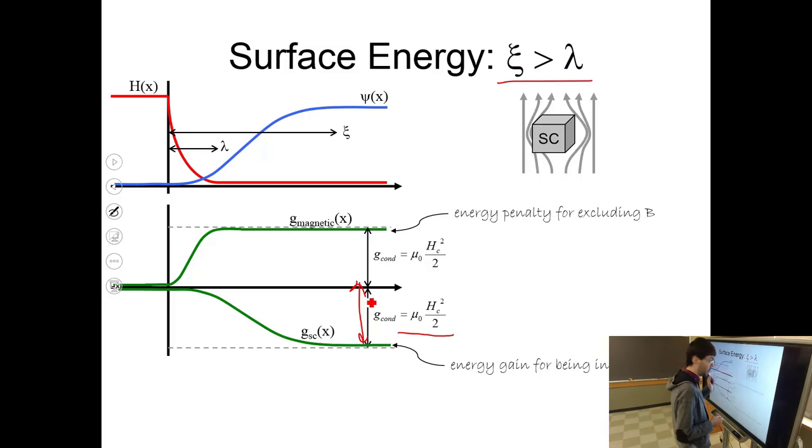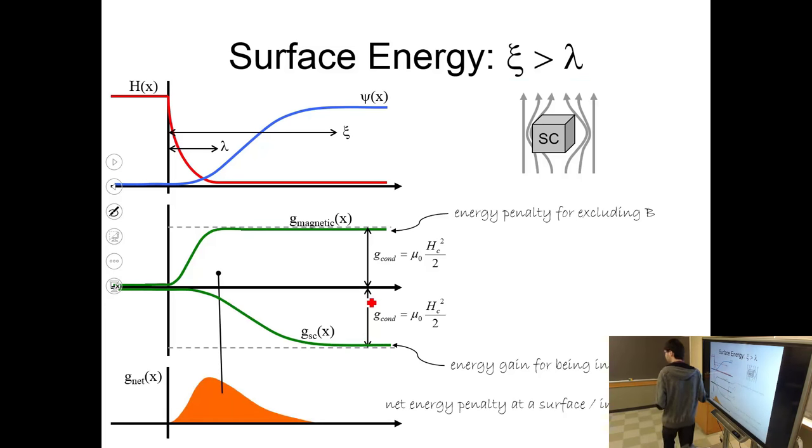Okay. So now, if we take the difference of these two effects, we will see that there is actually a region here, about here, where we pay more energy than we lose, than we gain. So out there, far away, it's all balanced out at the critical field. But here, close to the boundary, we have this energy gain. So that means that we have to pay the price for having a boundary with a normal contact in the case when coherence length is larger than the penetration depth. We have to pay energy to have a boundary.